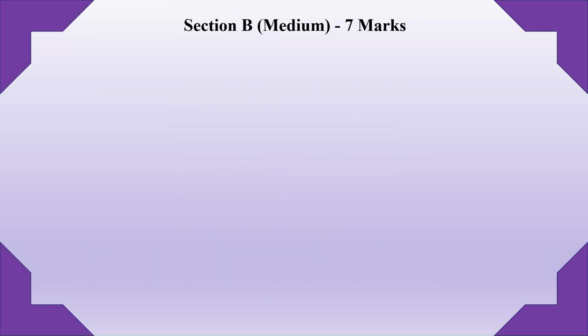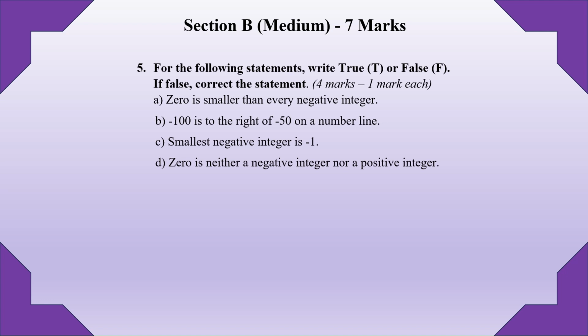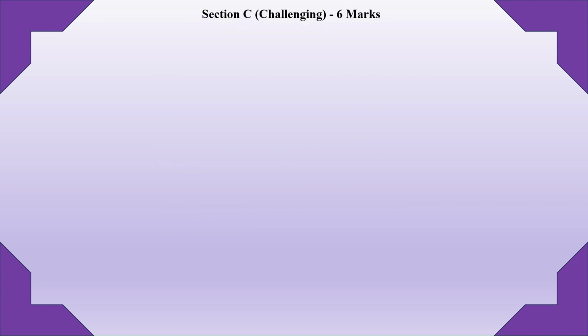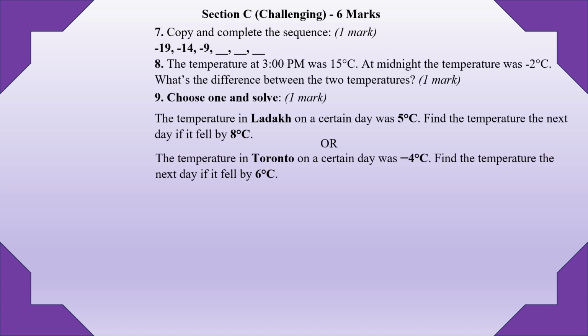Next is section B, that is also out of 7 marks. 5th question is true or false. If it is false, you have to write the correct answer. And 6th question, you have to write the steps, addition and subtraction. Now next is section C, out of 6 marks. You can answer all of this. Here also there is a choice in the 9th question. You can answer any one of these.